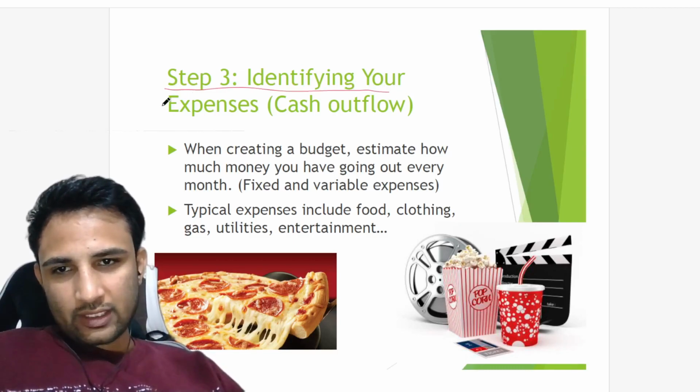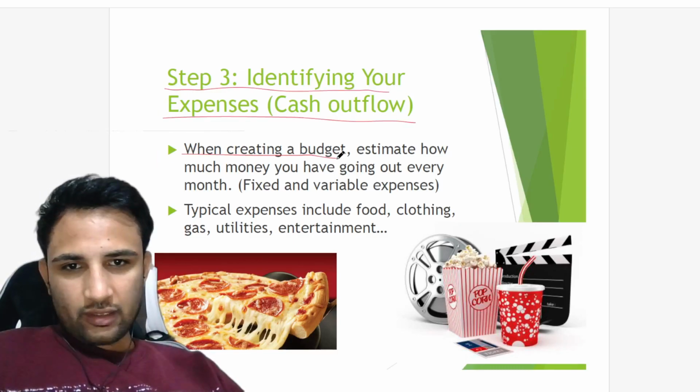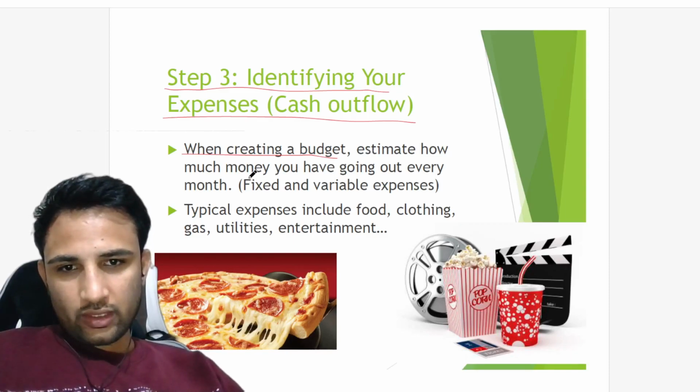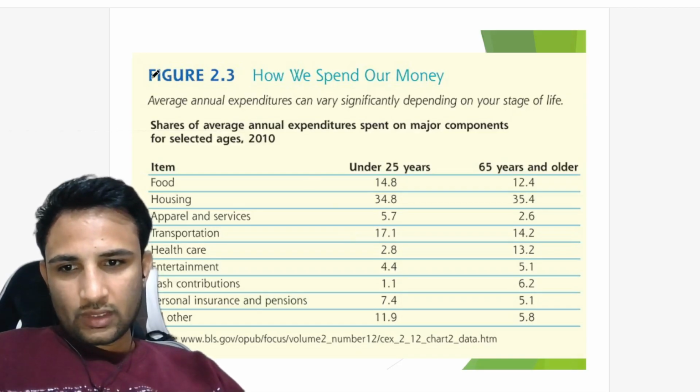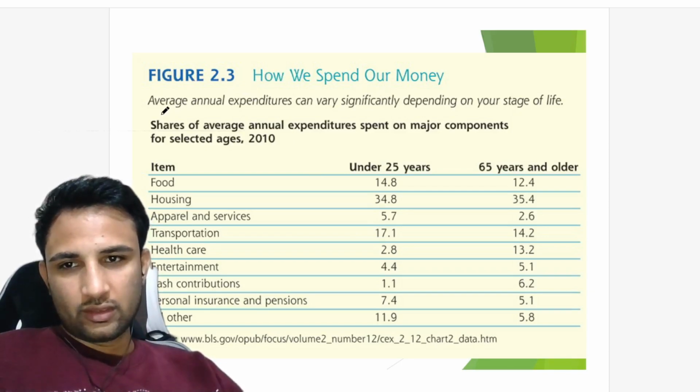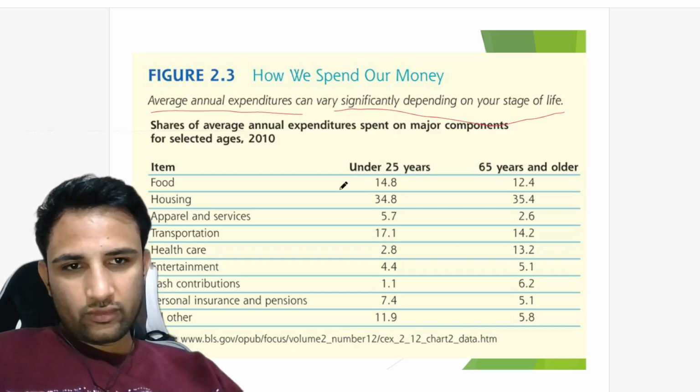Step 3, identifying your expenses, that is cash outflow. When creating a budget, estimate how much money you have going out every month, fixed and variable expenses. Typical expenses include food, clothing, gas, utilities, entertainment. So here's a chart of the expenditure of a person. Average annual expenditure can vary significantly depending on your stage of life.